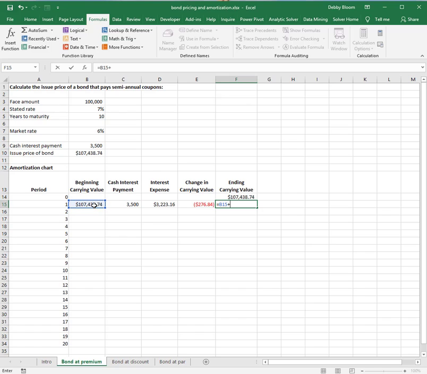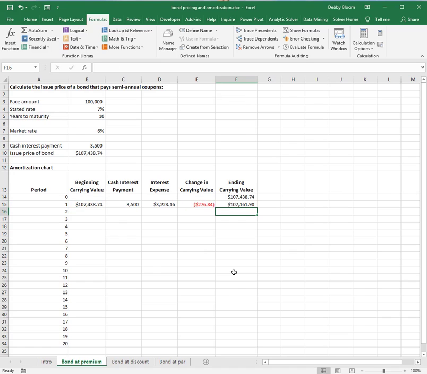So what I'm going to tell Excel to do is to take the beginning carrying value for that period and then just add the change in carrying value. So I'm going to tell Excel to take B15 and add E15. Those are all the formulas that I need to complete my amortization chart. And if I've done my amortization chart correctly, the ending carrying value for period 20 should be exactly $100,000, the face amount, which is the amount that the company owes at the end of 10 years.